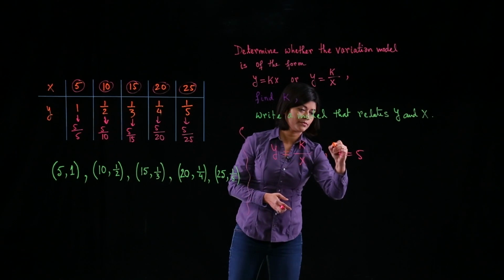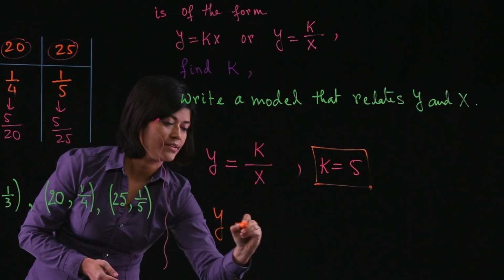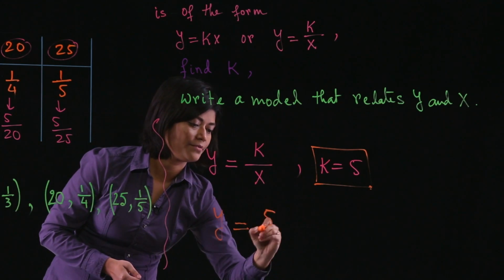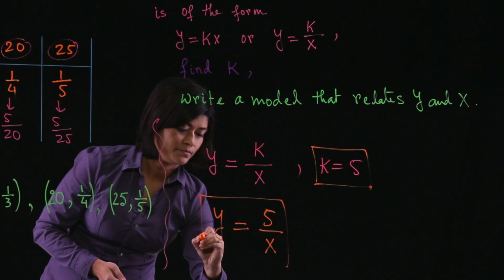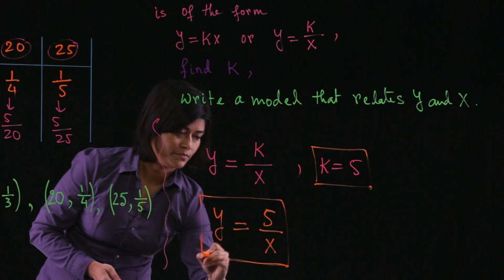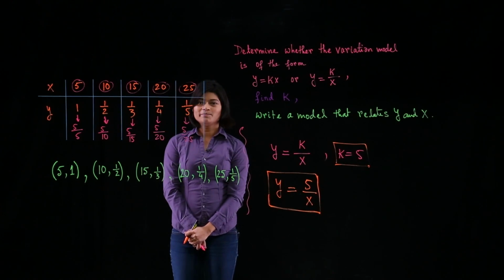And therefore, our model is y is equal to 5 divided by x. That completes the problem. Thank you.